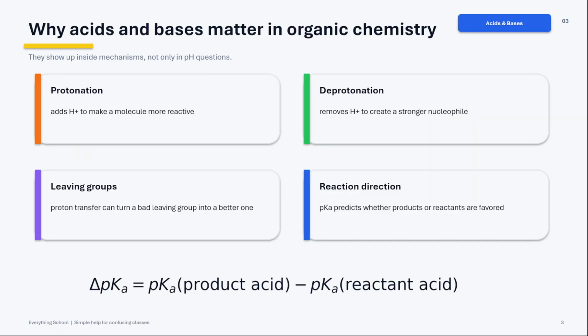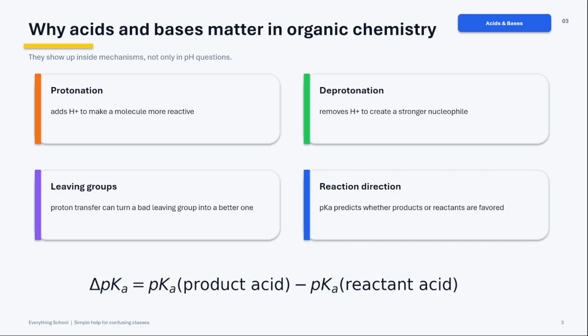Slide 3. Why acids and bases matter in organic chemistry. They show up inside mechanisms, not only in pH questions. This is a big shift from general chemistry. In organic chemistry, protonation adds H+ to make a molecule more reactive. Deprotonation removes H+ to create a stronger nucleophile. Proton transfer can also change leaving groups. A bad leaving group can become a better leaving group after proton transfer.